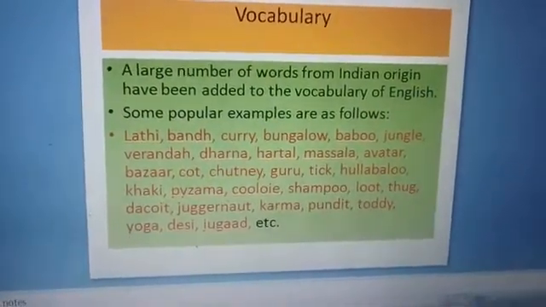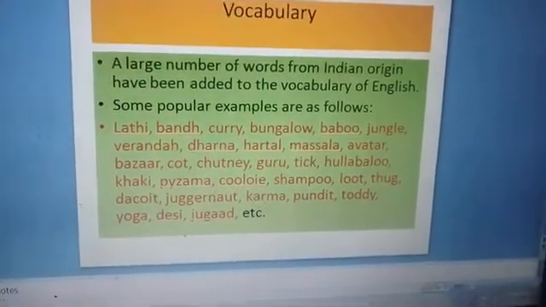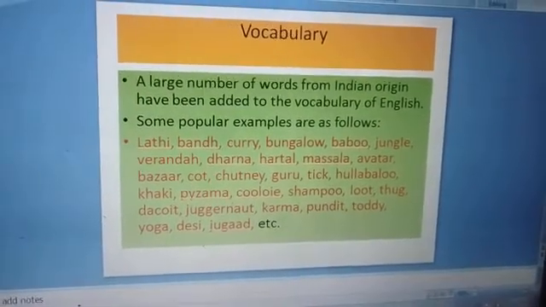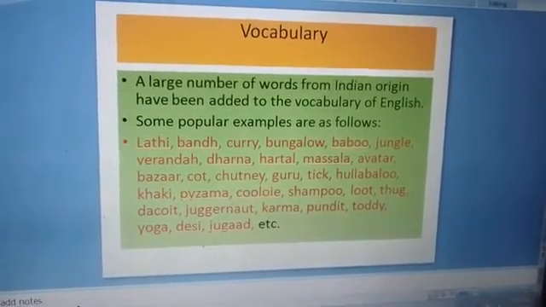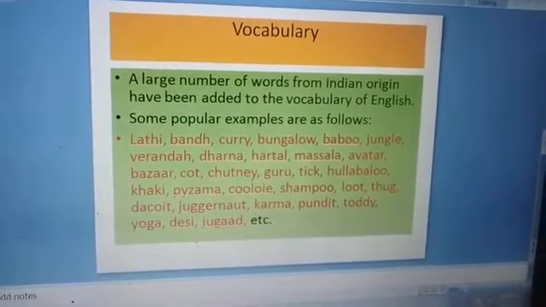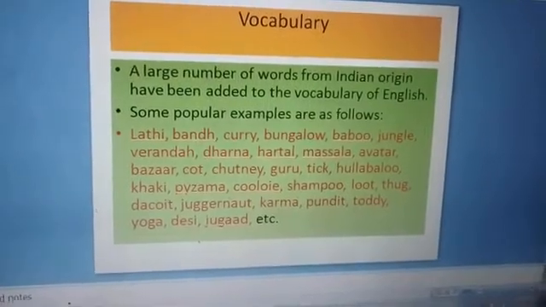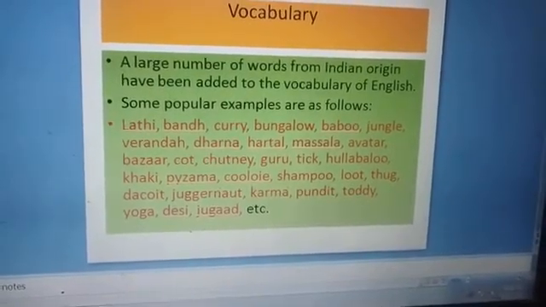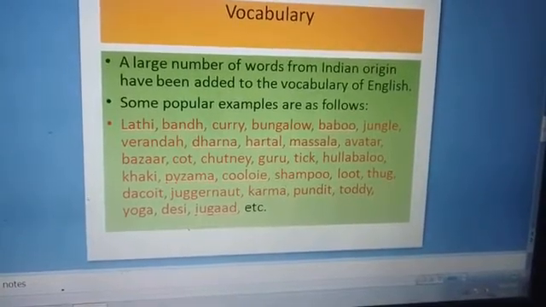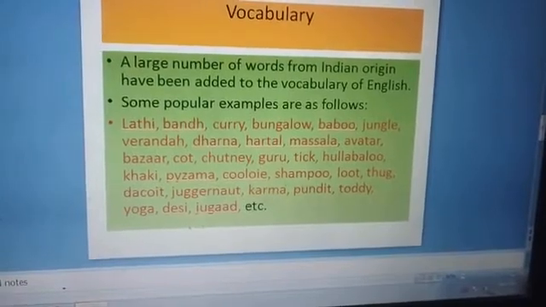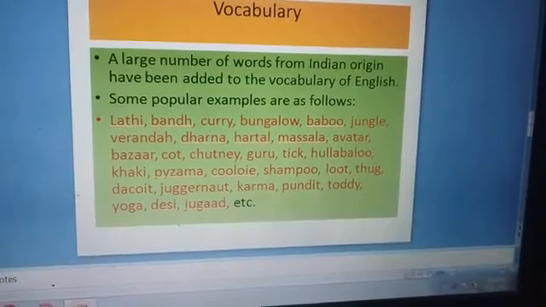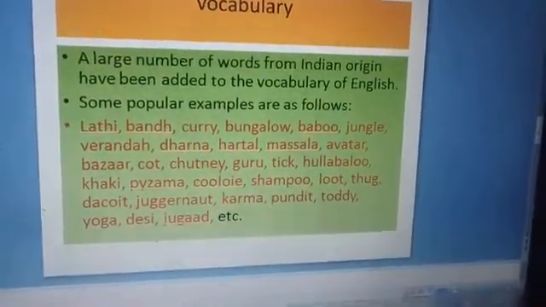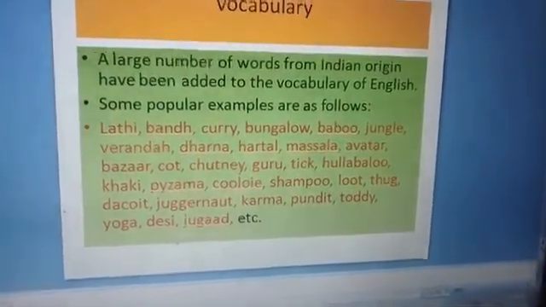Some popular examples of Indian words which have become a part of the English dictionary are as follows. We have words like lathi, bandh, curry, bungalow, babu, jungle, veranda, dharna, hartal, masala, avatar, bazaar, cot, chutney, guru, tiffin, hullabaloo, khaki, pajama, coolie, shampoo, loot, thug, dacoit, juggernaut, karma, pandit, toddy, yoga, desi, and jugaad, etc.